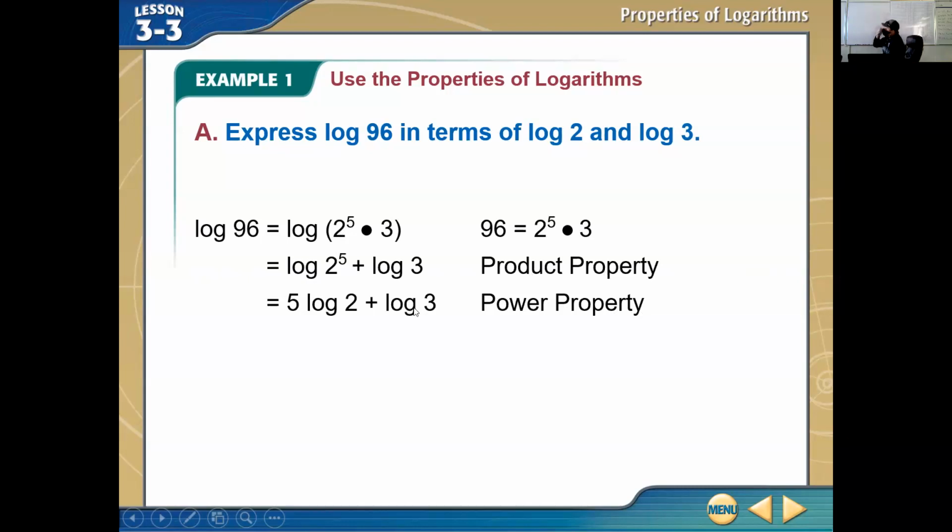These can be, it's just like with regular multiplication, either way, whichever one's in front, you would still get the same answer. But that is going to be our answer right there. So you can see we use the product property and we use the power property there.